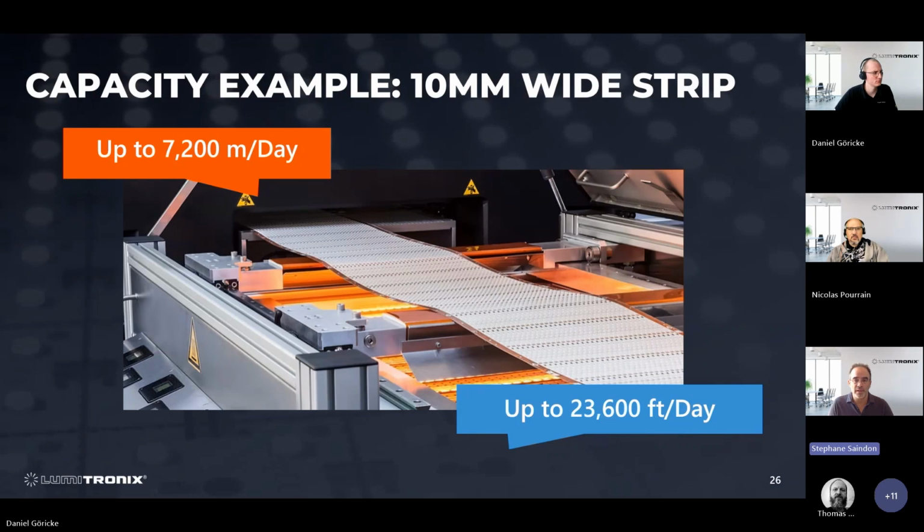So overall, that means that our capacity, for example, doing a 10 millimeter wide strip would be 7,200 meters per day, or roughly 24,000 feet per day. And over a year, that would be pretty much 1,800 kilometers per year, or 1,000 miles per year of flexible circuit. So we can produce quite a lot of this material for you.